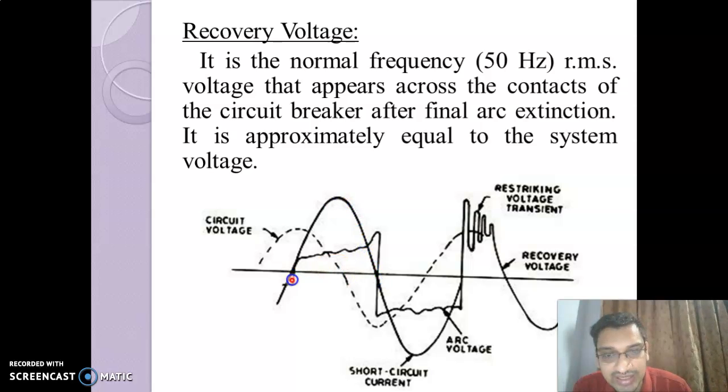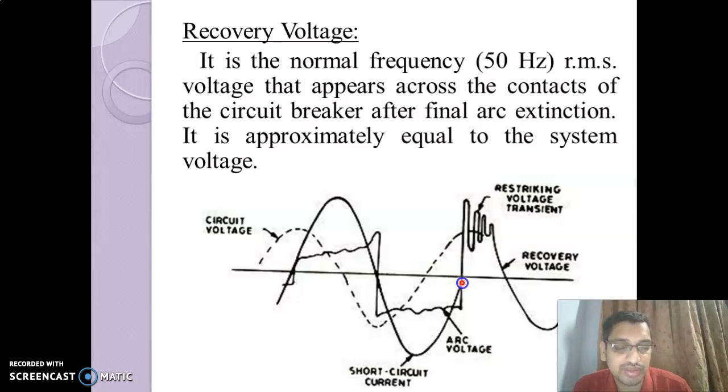At that time, the contacts get separated. The voltage between the contacts during the arcing period is known as arc voltage. The arc voltage starts from the point at which the fault occurs. This is the arc voltage, and it extends up to the arc recovery point. This is the arc recovery point.